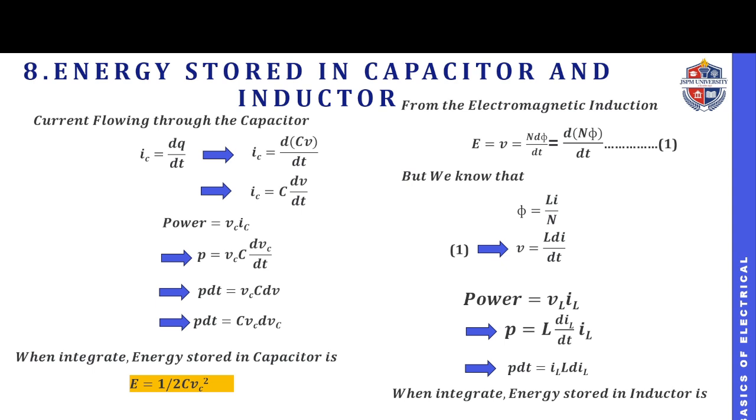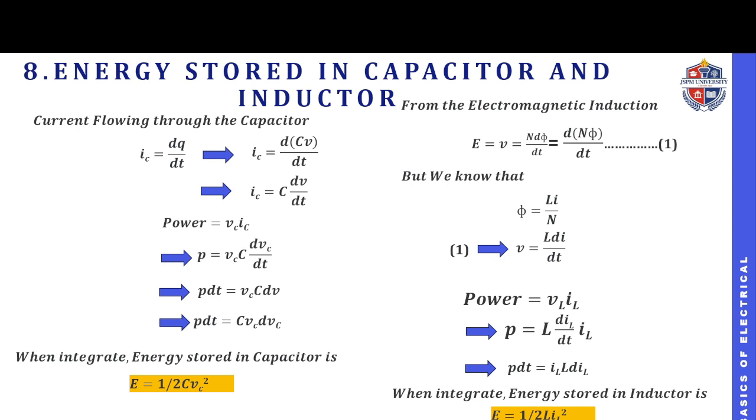Therefore, when we integrate it, we get the final value of energy stored in the inductor as half L I square, or half L IL square. That means half into inductance into the square of the current flowing through the inductance. I hope you understand.